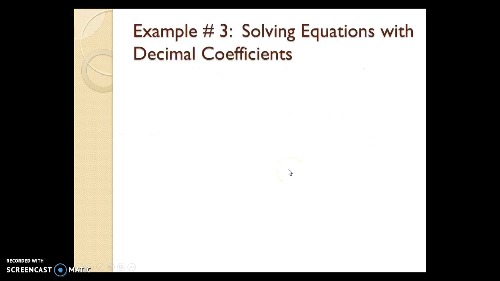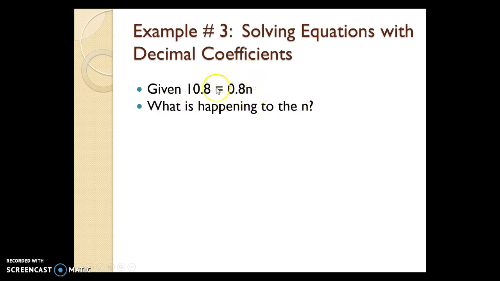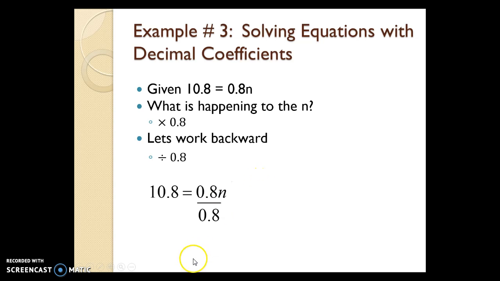All right, let's take a look at another example. We have solving equations with decimal coefficients. This really is not any different than what we've done in the past. We have a problem, 10.8 = 0.8n. What's happening to the n? It's being multiplied by 0.8. So let's work backward, and that means we're going to divide by 0.8. And we're going to show that work like this. 0.8 divided by 0.8 is 1, so we're left with n over here, and 10.8 divided by 0.8 is 13.5.